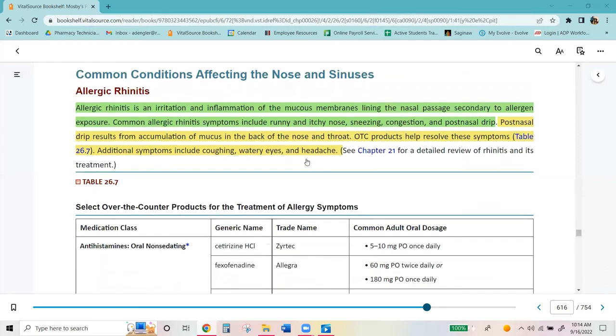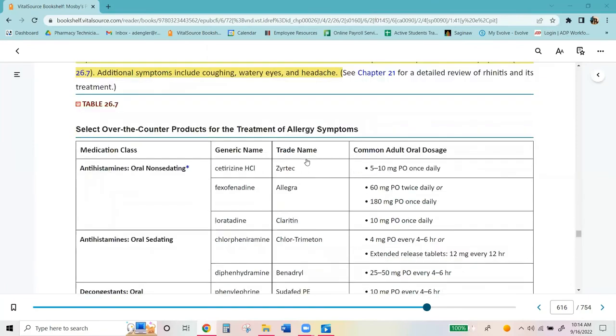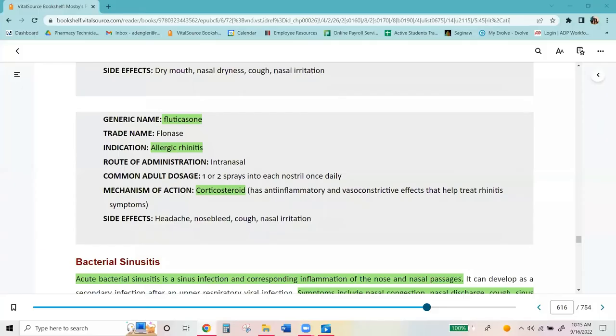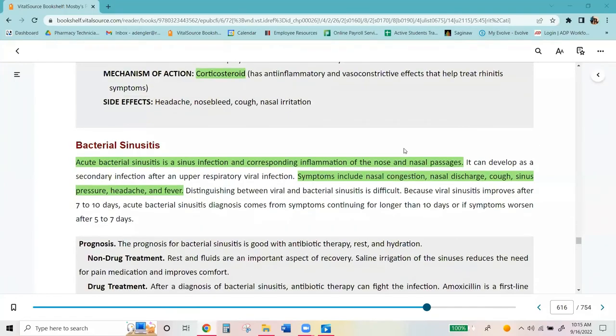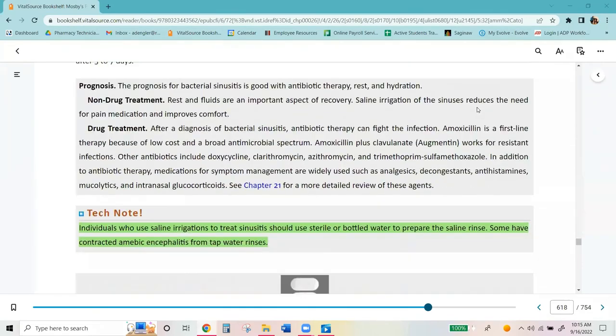So here's select over-the-counter products. These are for treating allergies. We have Flonase, a nasal spray for allergic rhinitis. Acute bacterial sinusitis is a sinus infection and corresponding inflammation of the nose and nasal passages. Symptoms are nasal congestion, nasal discharge, cough, sinus pressure, headache, and fever.